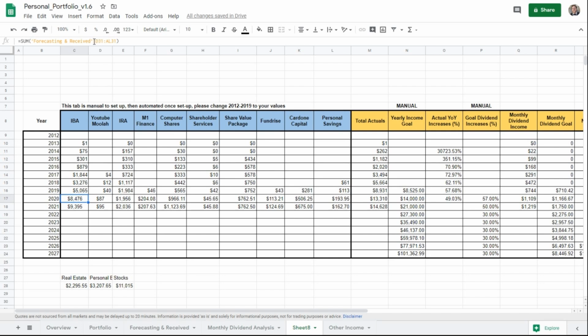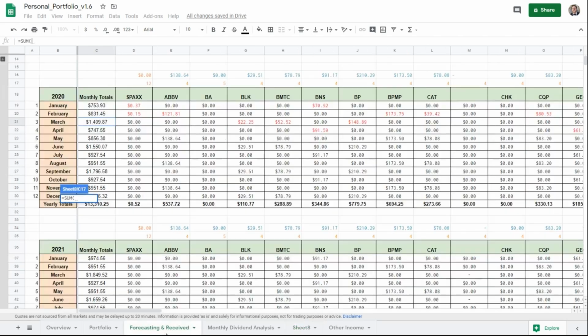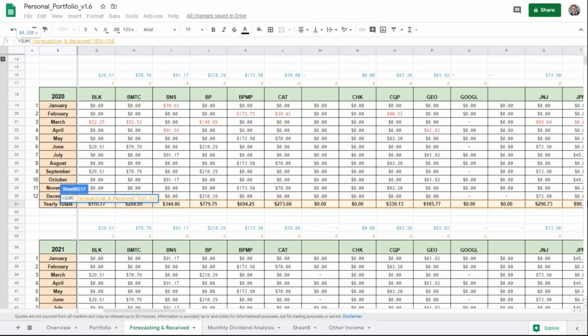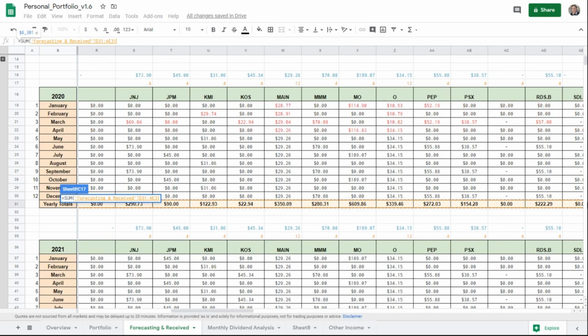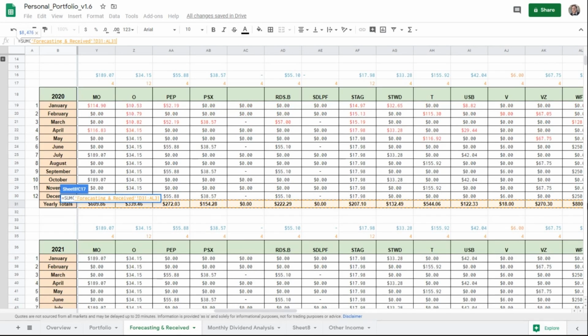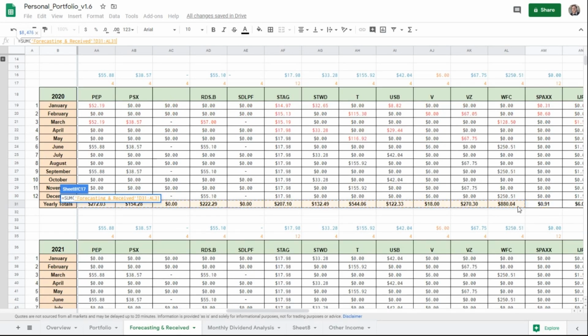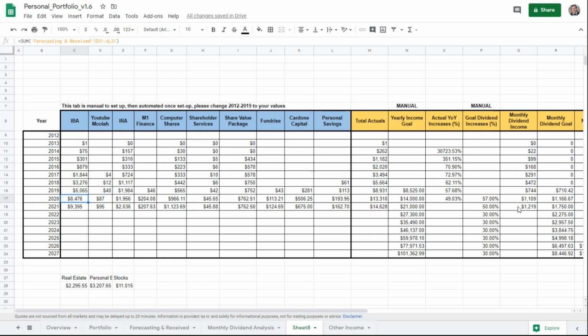It's the sum of a bunch of different companies in my forecasting and receive tab. So let's do a quick look as to what I mean by that. We're just going to do it together, the sum of, let's go to the forecasting and receive tab. I know for a fact that everything here between SPACs and all the way down to, I think it's my Wells Fargo company, position is in my individual brokerage account. So what I can do is copy all those, and it's going to say what my expected payment is for all of 2020 for every single company in my individual brokerage account.